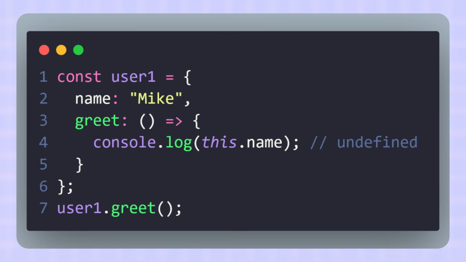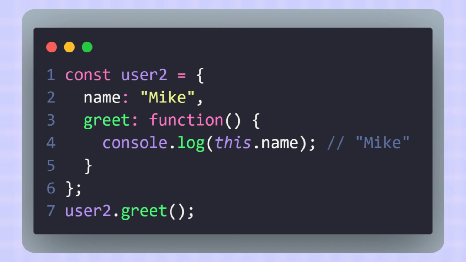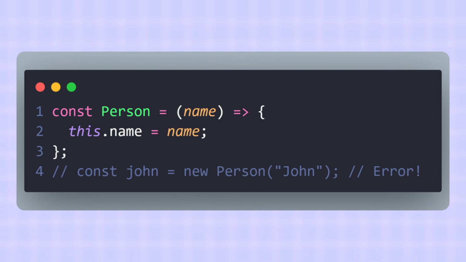Arrow functions are great, but there are times you shouldn't use them. Don't use them as object methods if you need this keyword to refer to the object. This doesn't work because the arrow function doesn't have its own this keyword. Use a regular function instead. Also, don't use arrow functions as constructors. They can't be used with the new keyword.